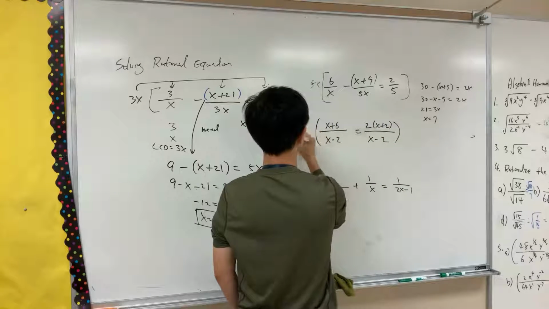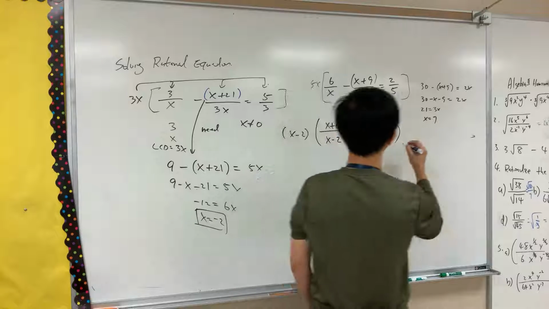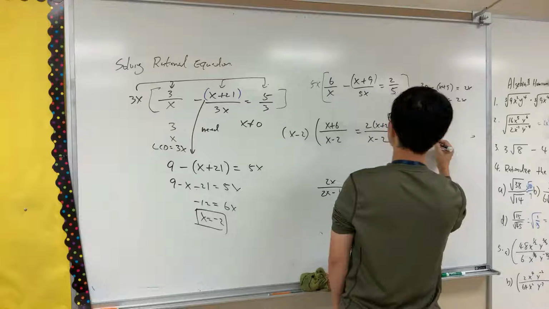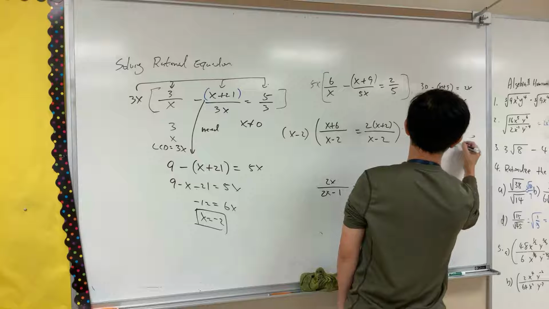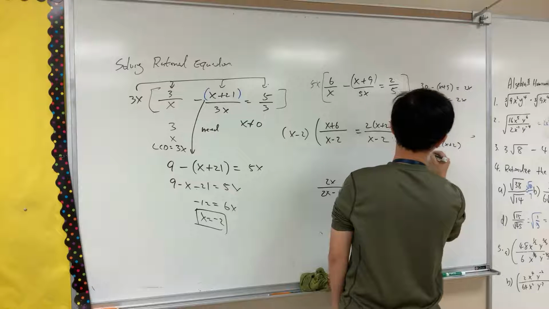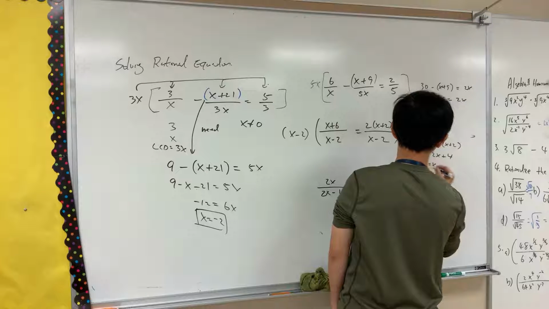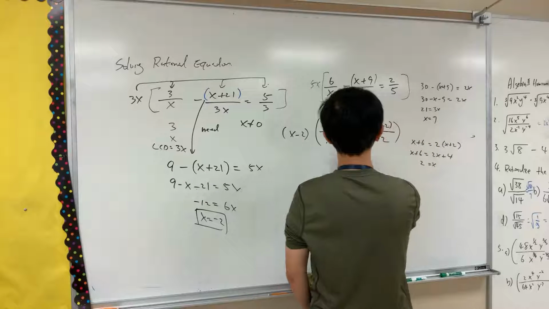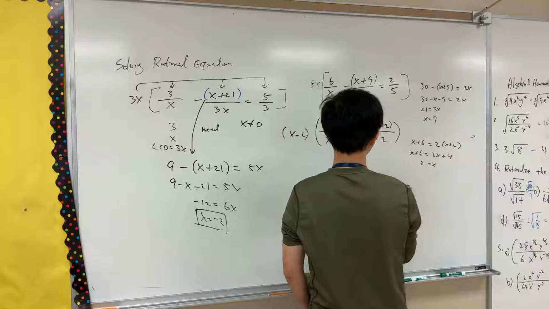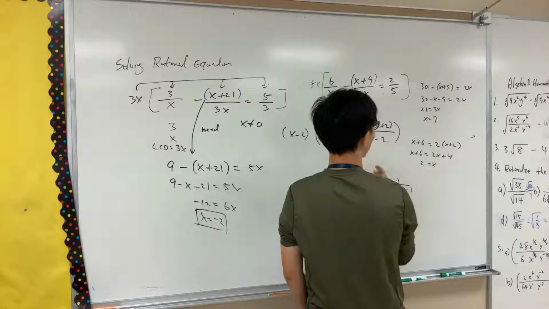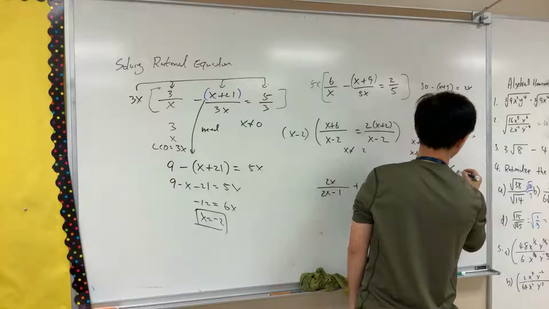The next one, I'm going to multiply this by what? x minus 2, right? Or cross multiply, either way. So that's going to be x plus 6 equal to 2 times x plus 2. And if you solve for it, x plus 6 equal to 2x plus 4, that's going to be x equal to 2. But if you check the original domain, they cannot be 2, so therefore there's no solutions. Yay.